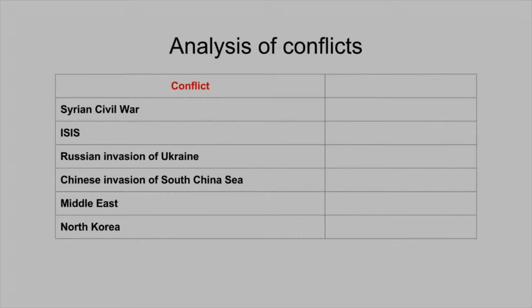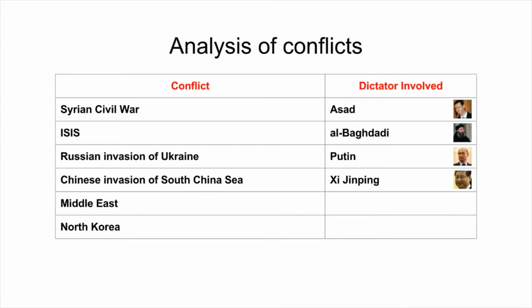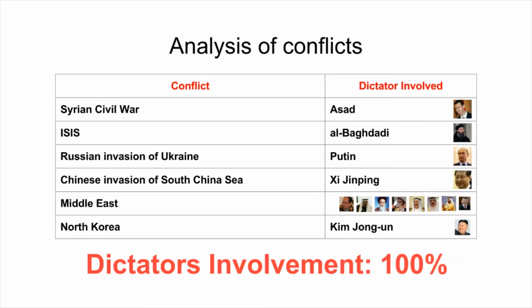Next, we identify commonality. In other words, what ties all of these conflicts together? For that, we'll add another column to track how many of these conflicts involve dictatorships. Assad, al-Baghdadi, Vladimir Putin, Xi Jinping, too many to name, and of course Kim Jong-un. So what can we conclude? Dictators are involved in 100% of these conflicts.